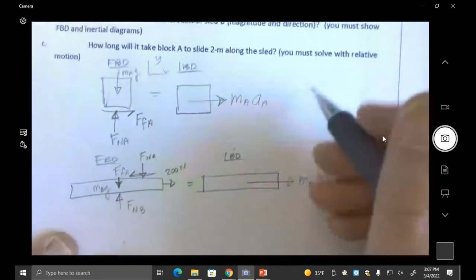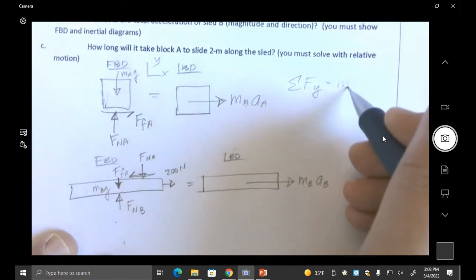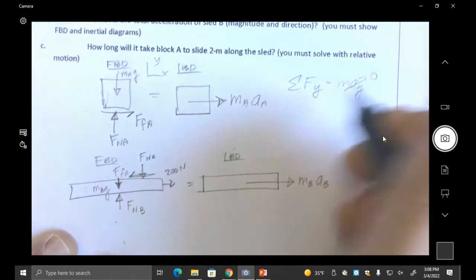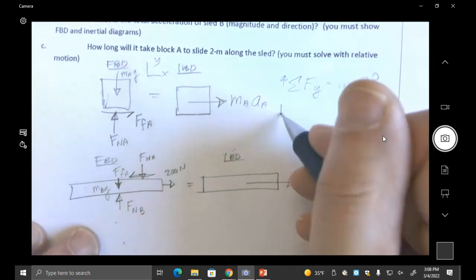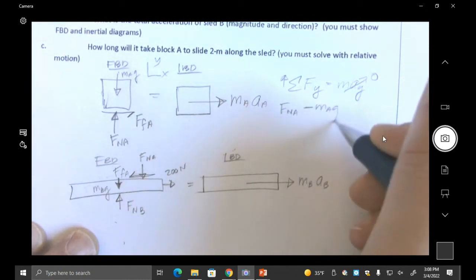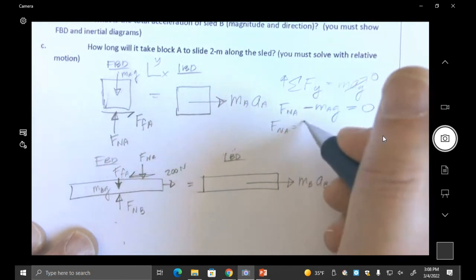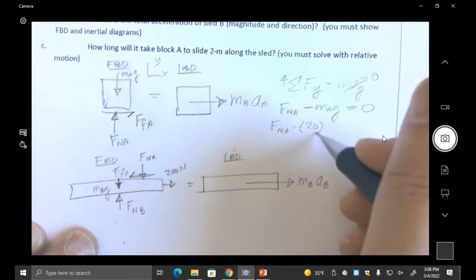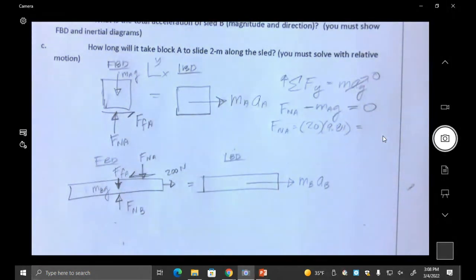So up above, I get the sum of the forces in the y direction equals mass times acceleration in the y direction. We know it's not moving in the y direction. So we could just write FNA minus MAG equals 0. It's going to be 20 times 9.81.